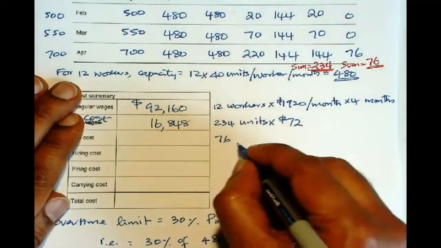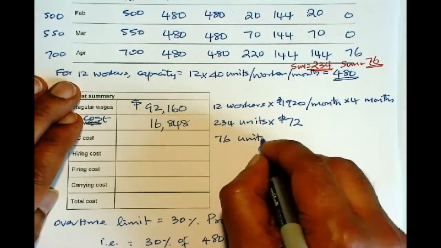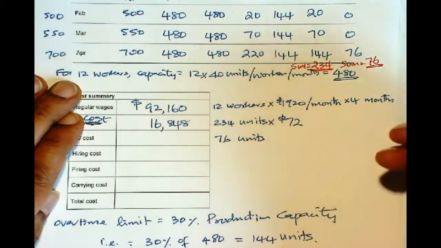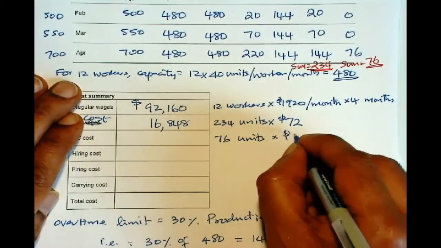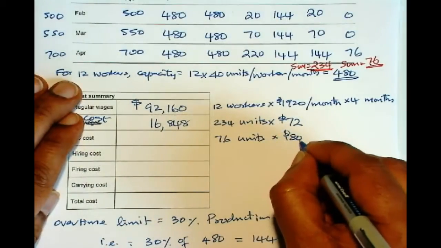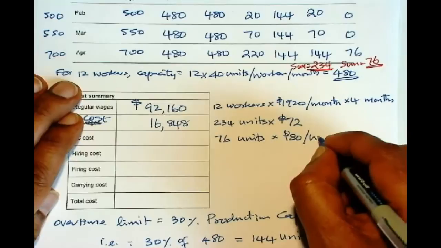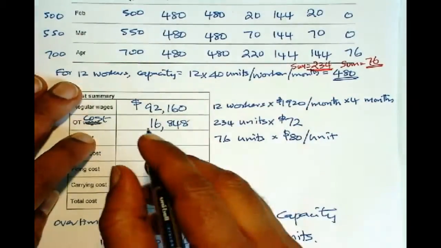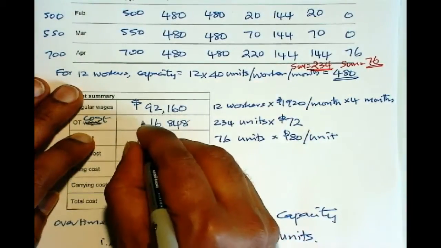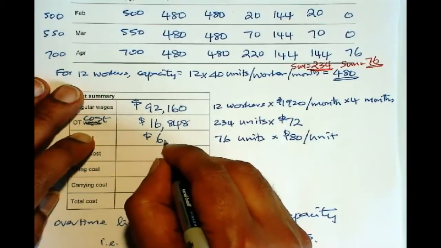And subcontracting, there are 76 units of subcontracting from here times $80, that's given in the problem, per unit. So that gives us $6,080.